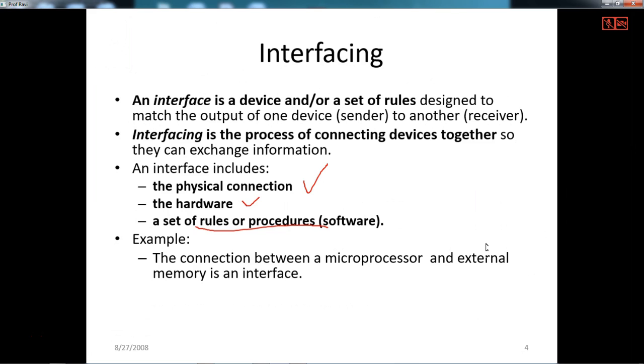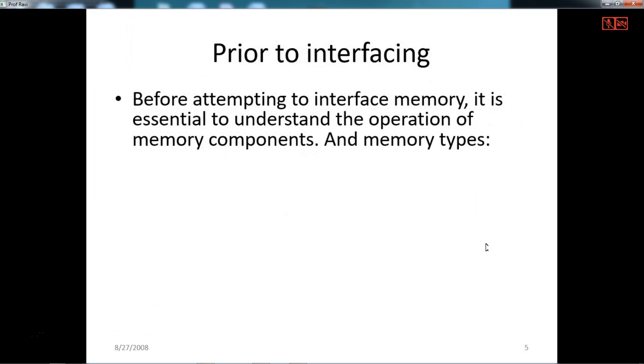So the connection between the microprocessor and external memory is what you can consider an interface. Prior to interfacing, before attempting to interface memory, it is essential to understand the operation of memory components and memory types. The ROM types can be ROM, PROM, EEPROM and so on. ROM means the contents are written during fabrication itself.